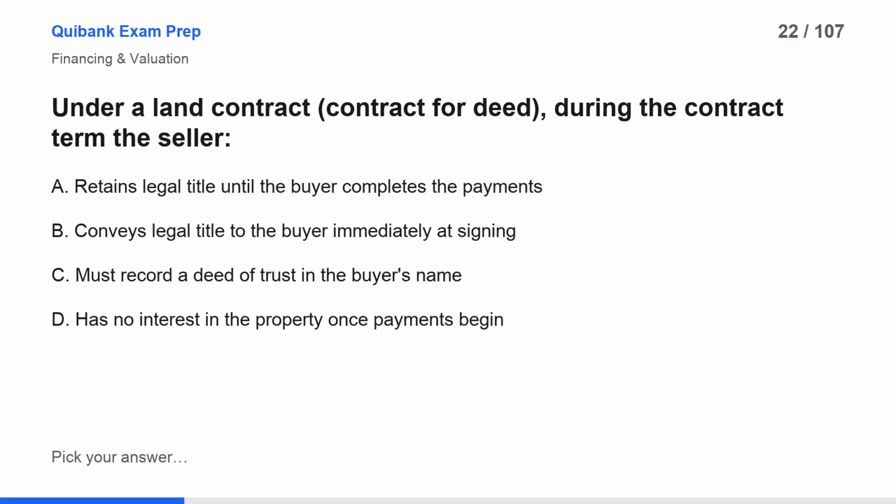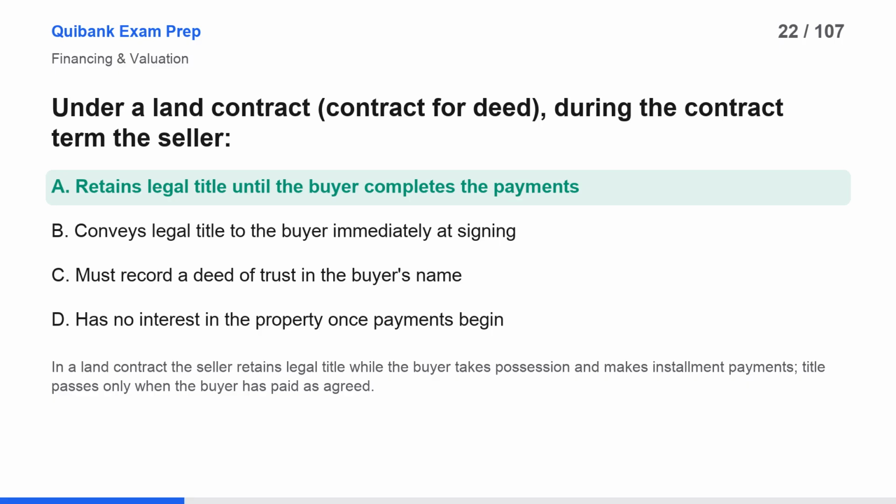Question 22. Under a land contract for deed, during the contract term the seller A. Retains legal title until the buyer completes the payments. B. Conveys legal title to the buyer immediately at signing. C. Must record a deed of trust in the buyer's name. D. Has no interest in the property once payments begin.